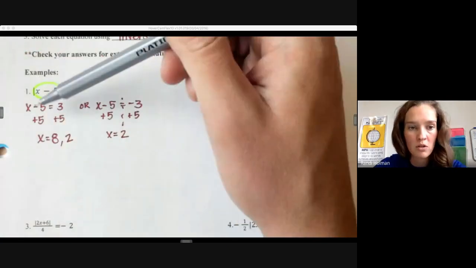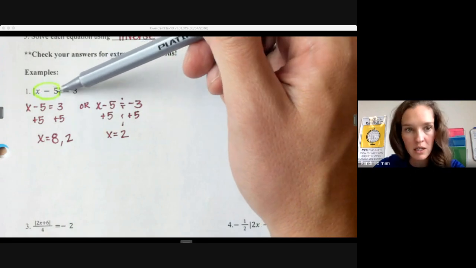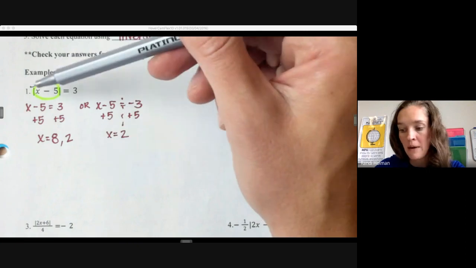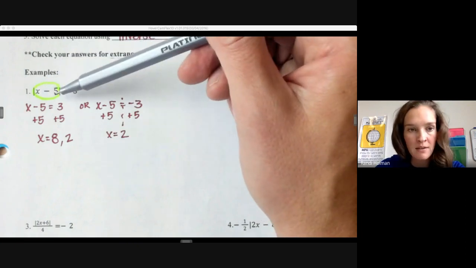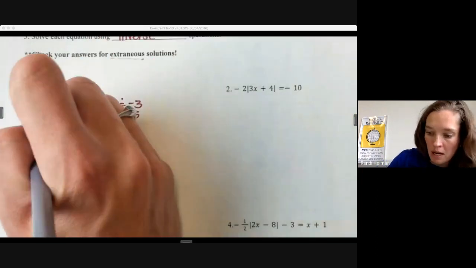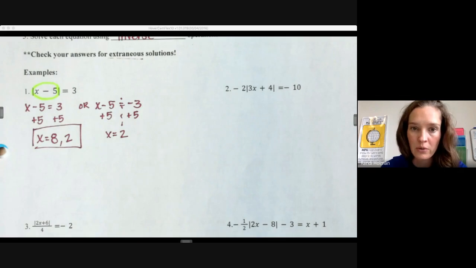Okay, let's check to make sure these work. So if we plug them back in up here, 8 minus 5 is 3. The absolute value of 3 is 3. That one works. 2, plug it back in. 2 minus 5 is -3. The absolute value of -3 is 3. So that one works. So here we ended up with two solutions. x could either equal 8 or 2.